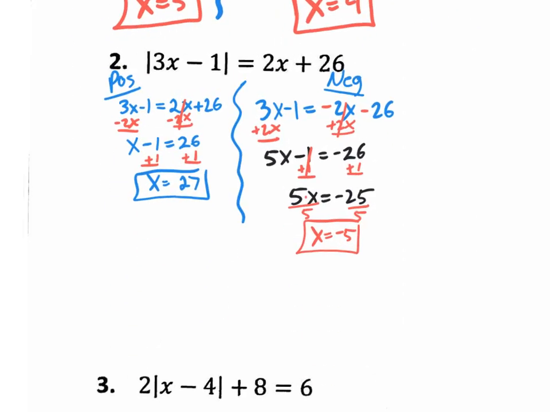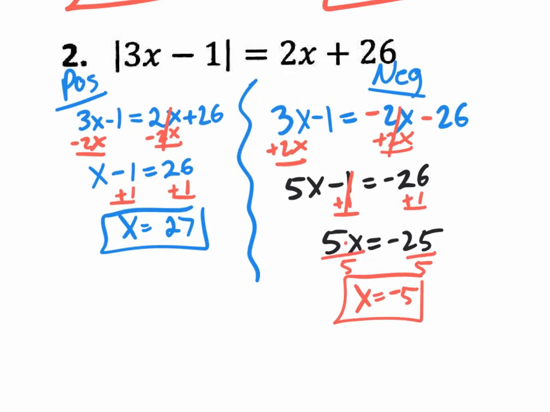But when you check both of these down here, let's see what happens. 27 for x, 3 times 27, that'd be 81, and then 81 minus 1 is 80, so you have the absolute value of 80, which is 80, and when you plug in 27 over here, 2 times 27 is 54, plus 26 is also 80, so this definitely does work, yay?